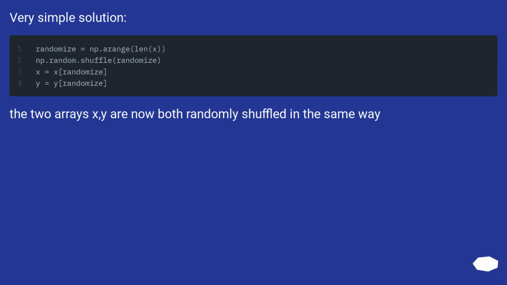Very simple solution. The two arrays X, Y are now both randomly shuffled in the same way.